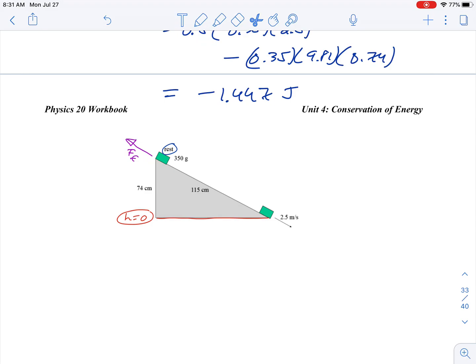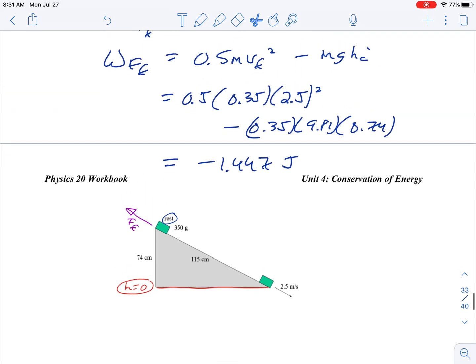Okay, and I guess the question here is, well, what does that actually represent? If I told you that the work done by friction is negative 1.447 joules, what does that tell us? And the answer is, remember friction, it creates heat energy or thermal energy. So this is the energy lost as essentially heat is 1.447 joules. Now it's really important that you know this when you're doing your homework, that if I tell you the energy lost due to heat and sound, I'm giving you the work done by friction.